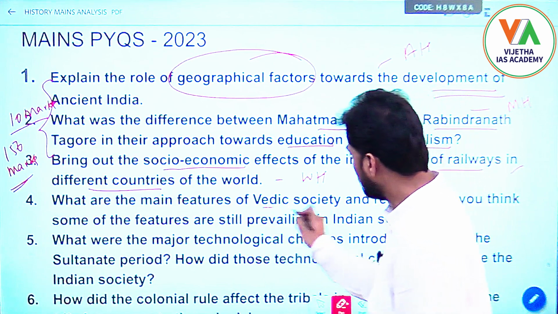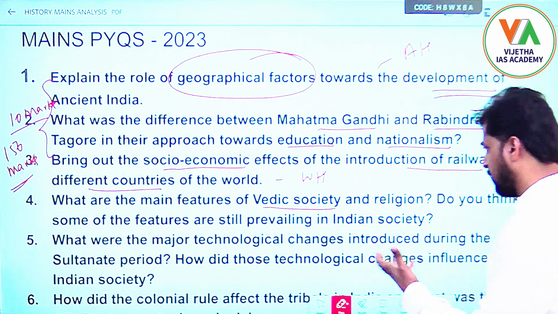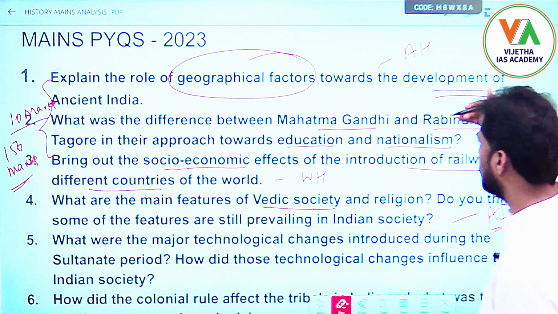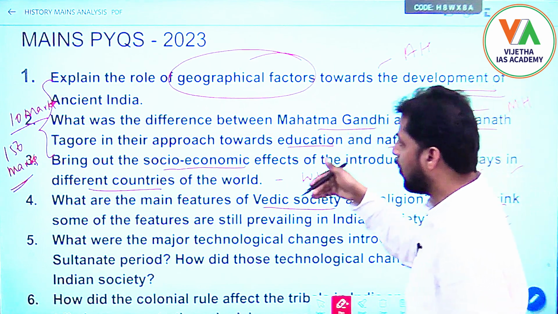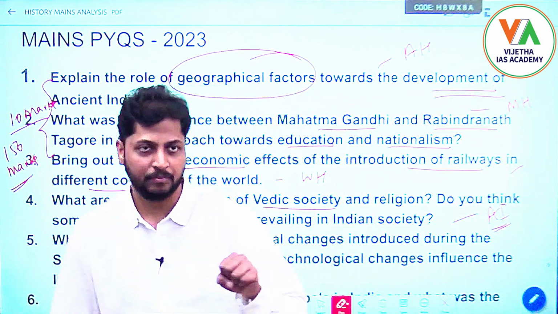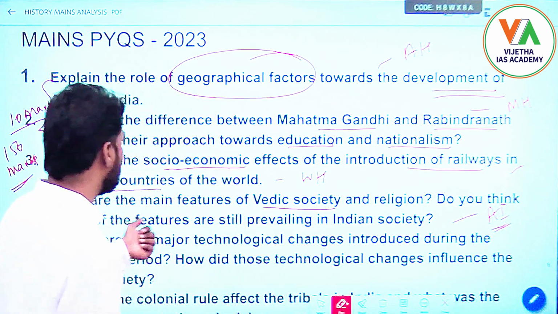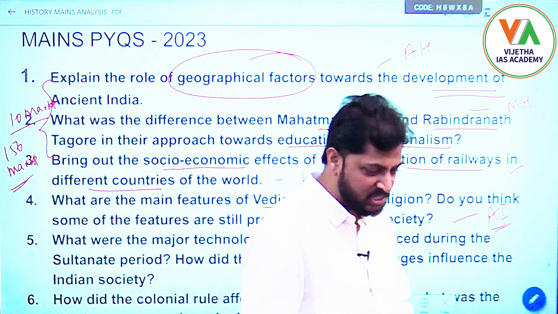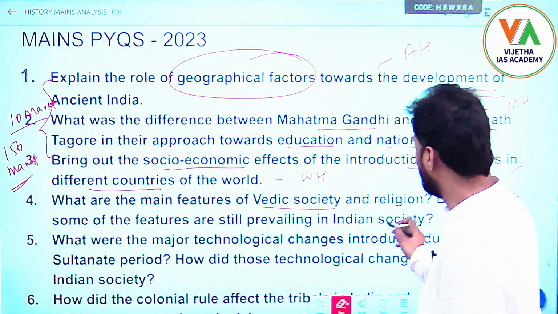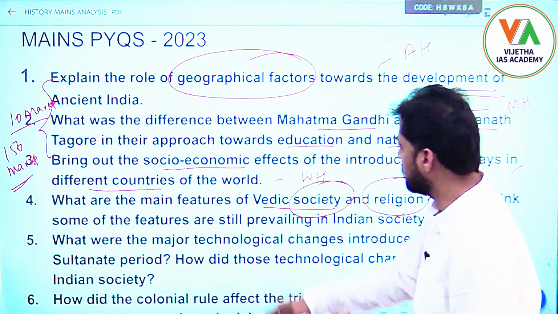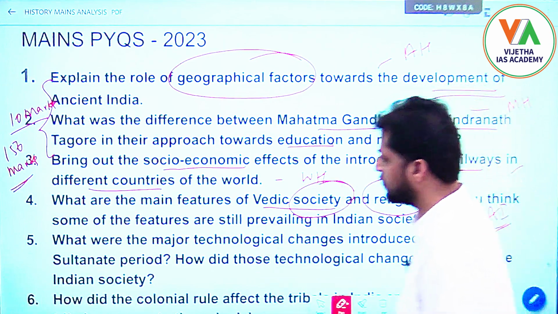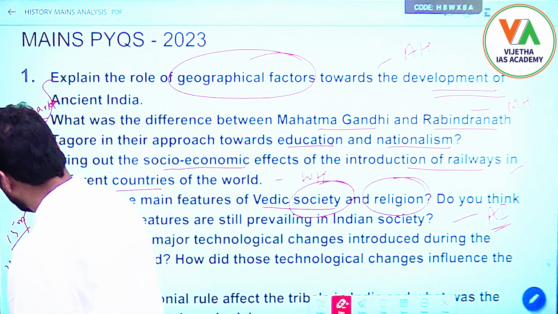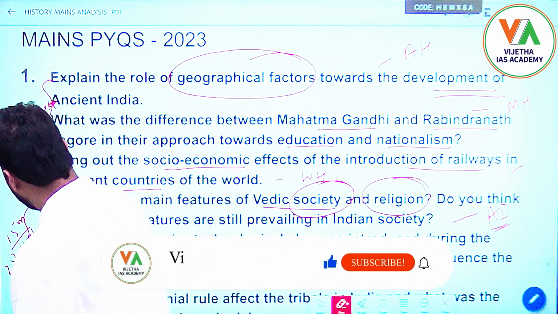The next question is on Vedic society, again going back to ancient India. So you can see they have asked 2 questions from the ancient section, right? This question is about Vedic society, that is the Vedic time period, social aspects and religious aspects. So there are 2 aspects here, and obviously this question is for 15 marks. Questions 4, 5, 6 were for 15 marks and you have to write them in a maximum of 250 words.